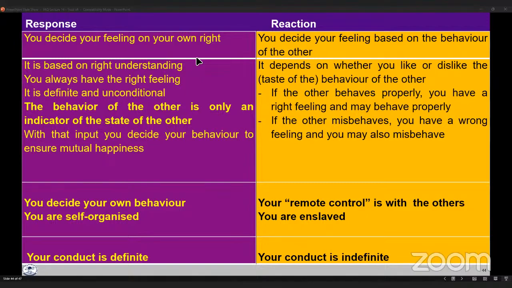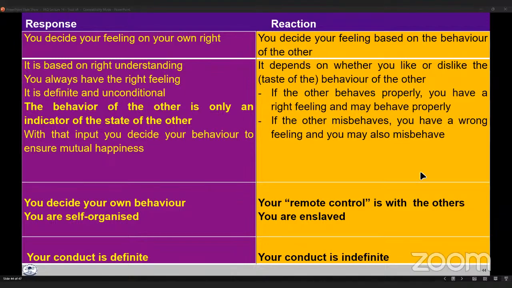So I think that it is right. It is according to my taste. But was it naturally acceptable? Was I able to see the relationship with this other person? All that reflection we will be doing. So reaction depends upon whether you like or dislike the behavior of the other person. And if the other person behaves properly, you have a right feeling, and you also may behave properly. But if the other person does not behave the way you want, what you were expecting, then what happens? You have a wrong feeling, and you may also misbehave. So that is what is reaction.